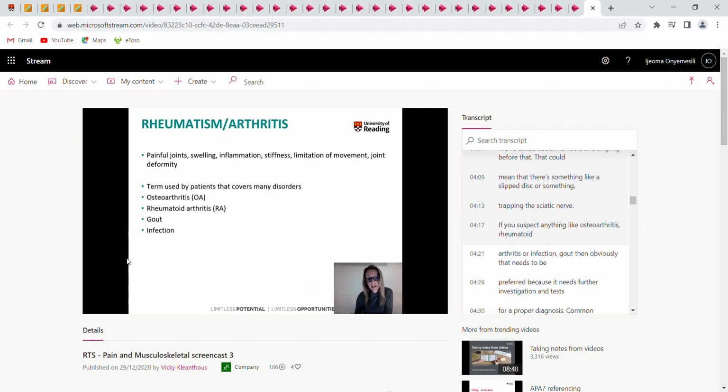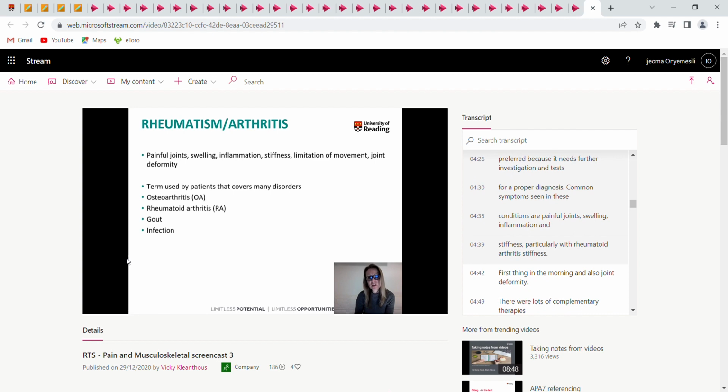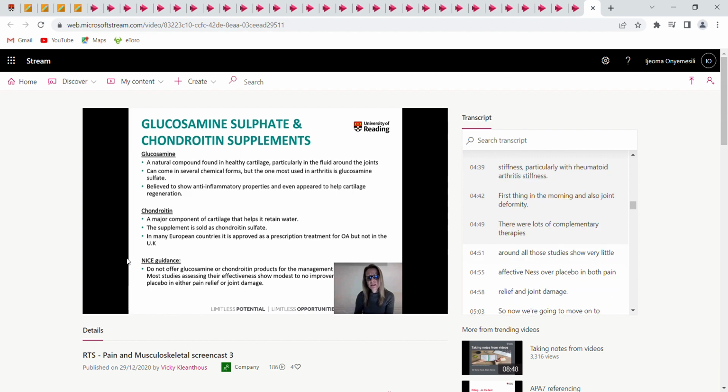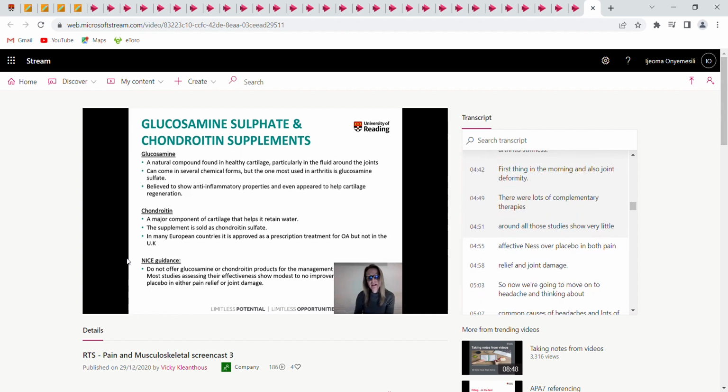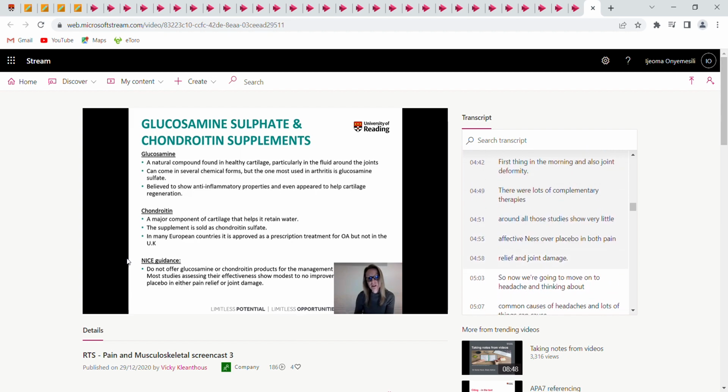If you suspect anything like osteoarthritis, rheumatoid arthritis, or infection or gout, then obviously that needs to be referred because it needs further investigation and tests for a proper diagnosis. Common symptoms seen in these conditions are painful joints, swelling, inflammation and stiffness, particularly with rheumatoid arthritis, stiffness first thing in the morning, and also joint deformity. There are lots of complementary therapies around, although studies show very little effectiveness over placebo in both pain relief and joint damage.